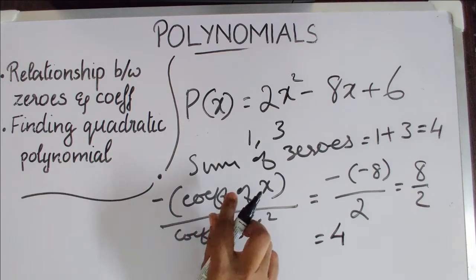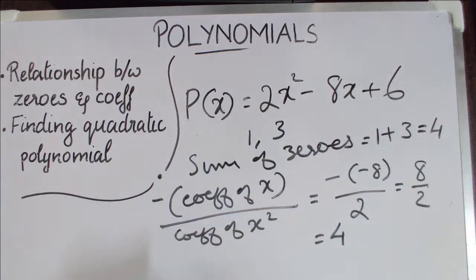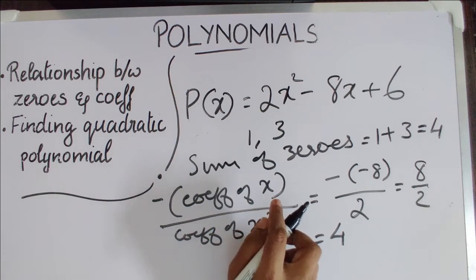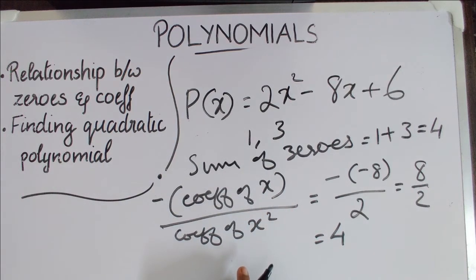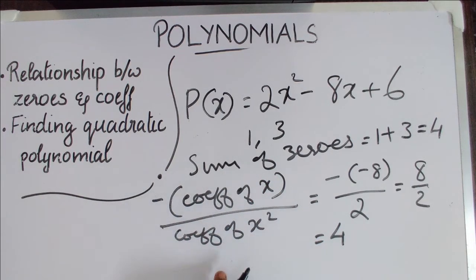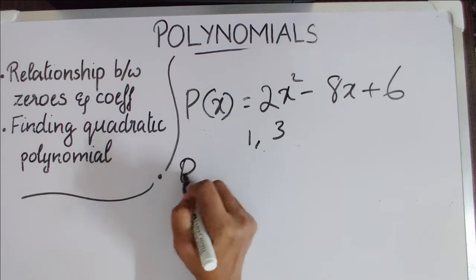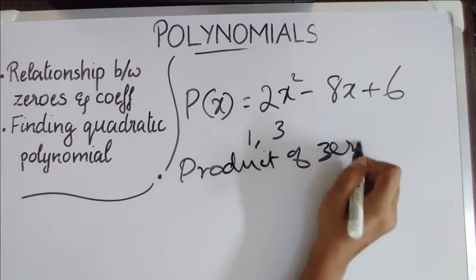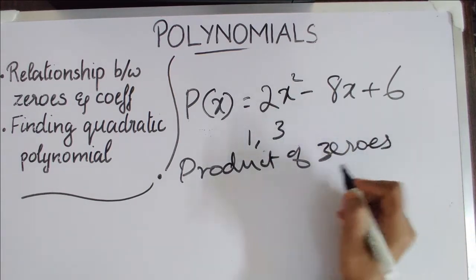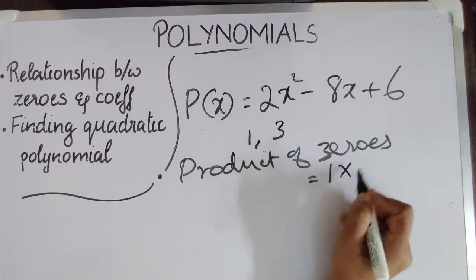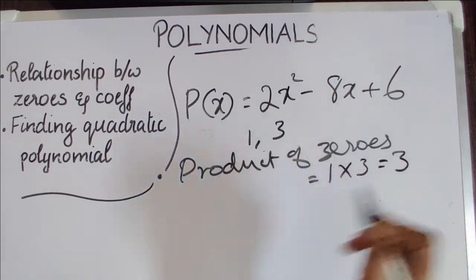Here we note that the sum of zeros equal to 4, and minus of coefficient of x by coefficient of x square is also equal to 4. Then we get a relation between zeros and coefficients. Here sum of zeros equal to minus of coefficient of x by coefficient of x square. Next we consider the product of zeros. Zeros are 1 and 3. Therefore product of zeros equal to 1 into 3 equal to 3.